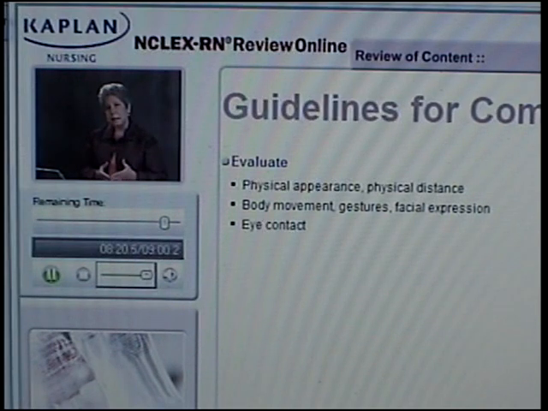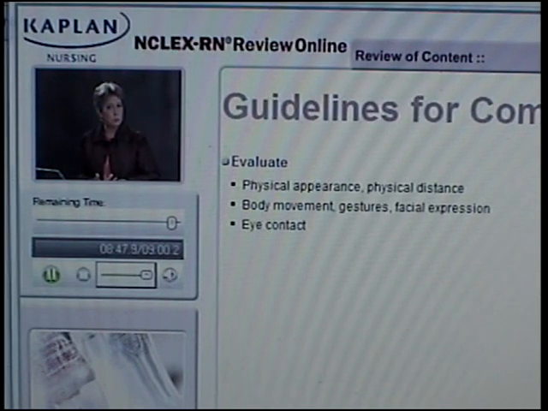Now, when you're evaluating eye contact, you must look at this within a cultural context. Here in the United States, we do believe in direct eye contact. We feel that's the appropriate way to communicate. But several cultures, for example, Hispanic cultures or Asian cultures, feel that direct eye contact is a show of disrespect. So perhaps they won't maintain eye contact with you because they respect you as the nurse. And you have to be aware of the cultural context. So you're going to be evaluating not only the verbal, but the nonverbal communication.